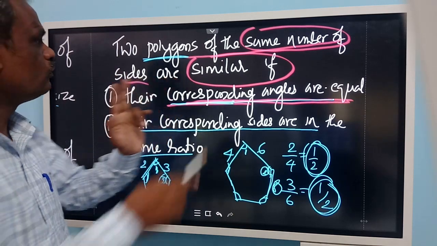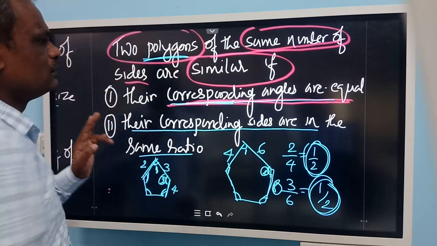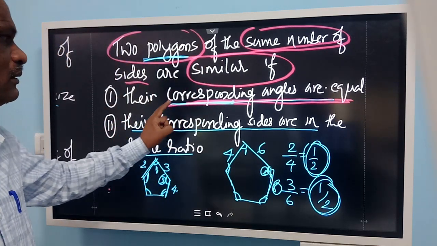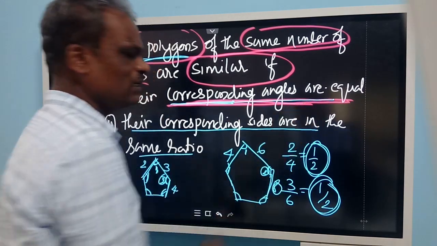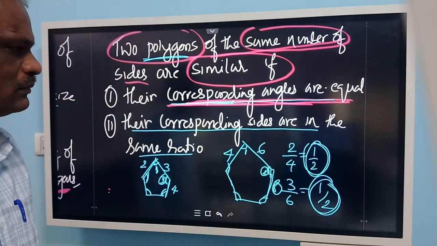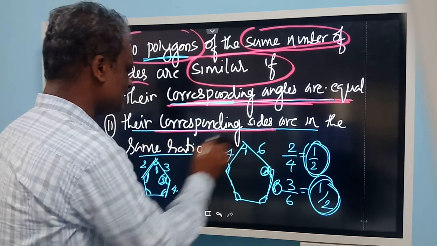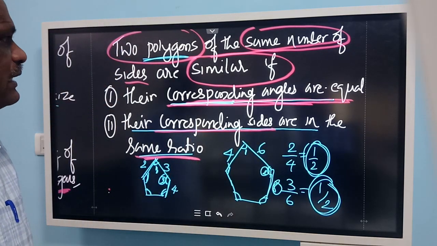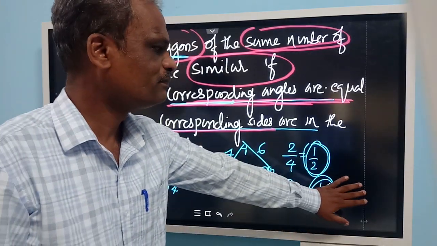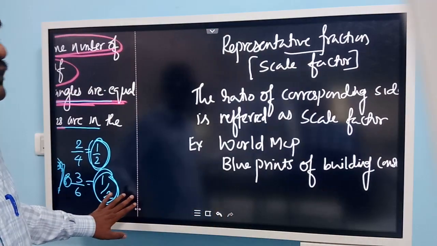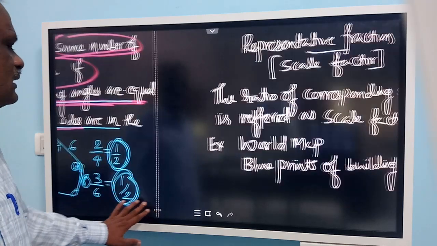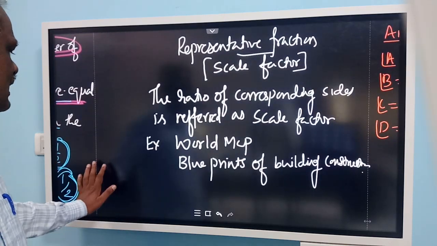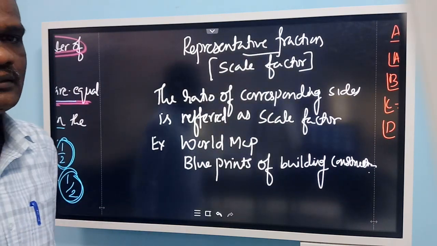When we say that two polygons are similar, first condition, the corresponding angles are equal. If the corresponding angles are equal, then their corresponding sides are in the same ratio. So then we say that the two polygons are similar. Okay. So now, when you are using that similarity, in our daily life also we use this ratio.